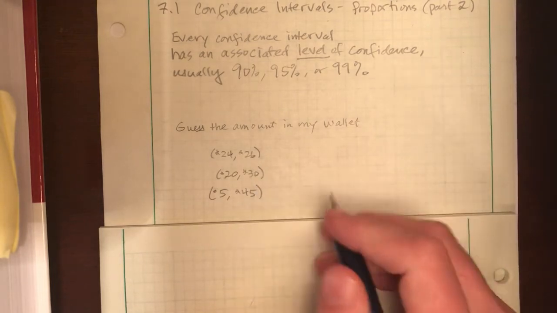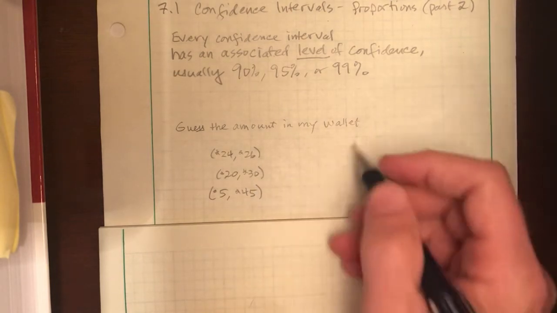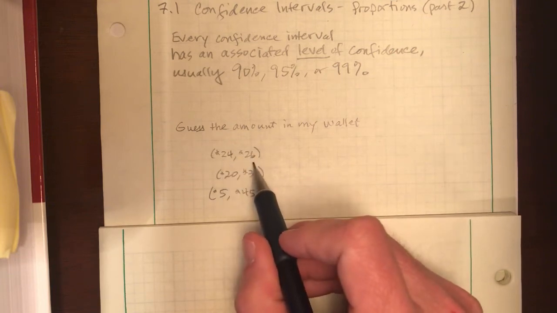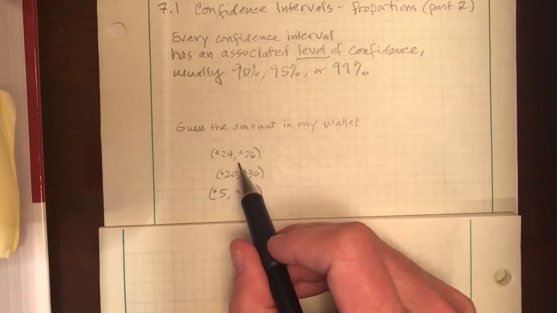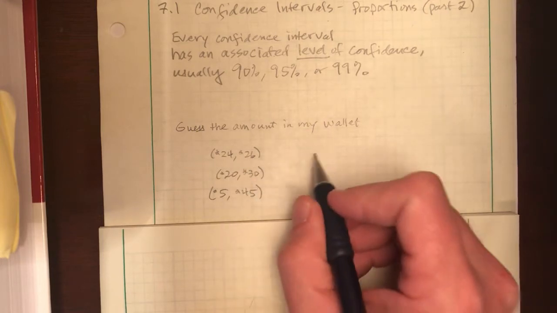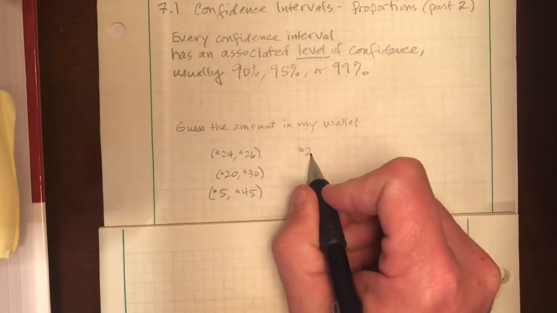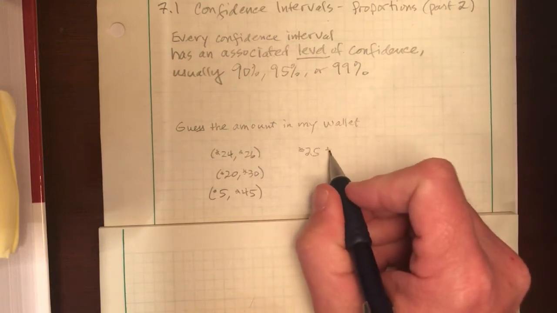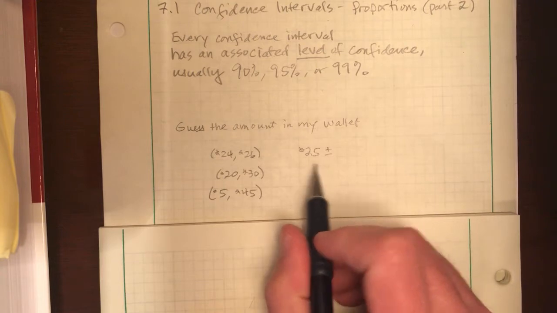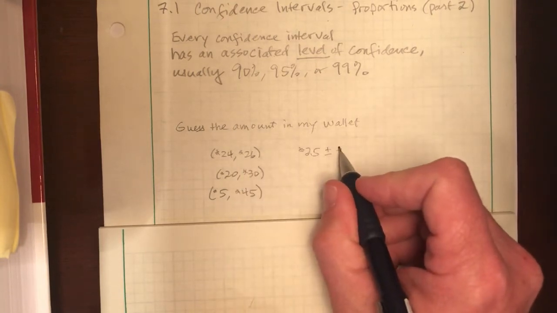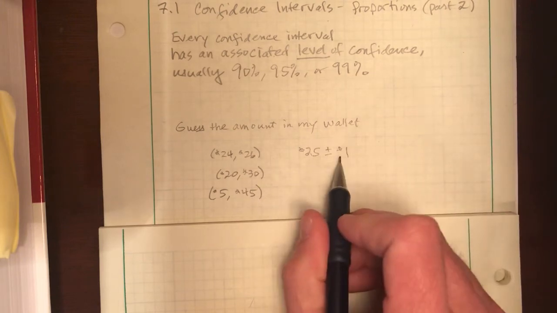Let's rewrite each of those intervals in their other form. What is the point estimate of this first interval? In other words, what was my original guess, the number in between 24 and 26? 25. So what was my give or take number? The wiggle room I gave was very small. I gave myself $1 wiggle room. 25 plus or minus $1.